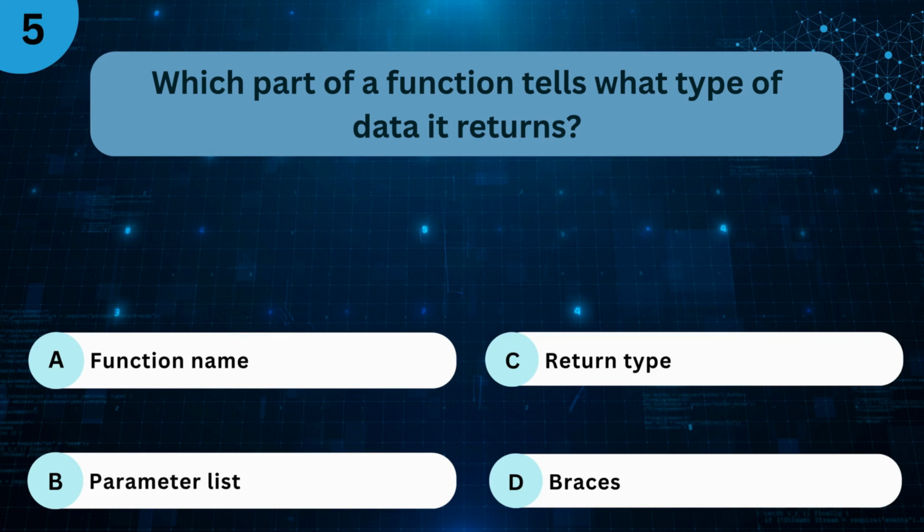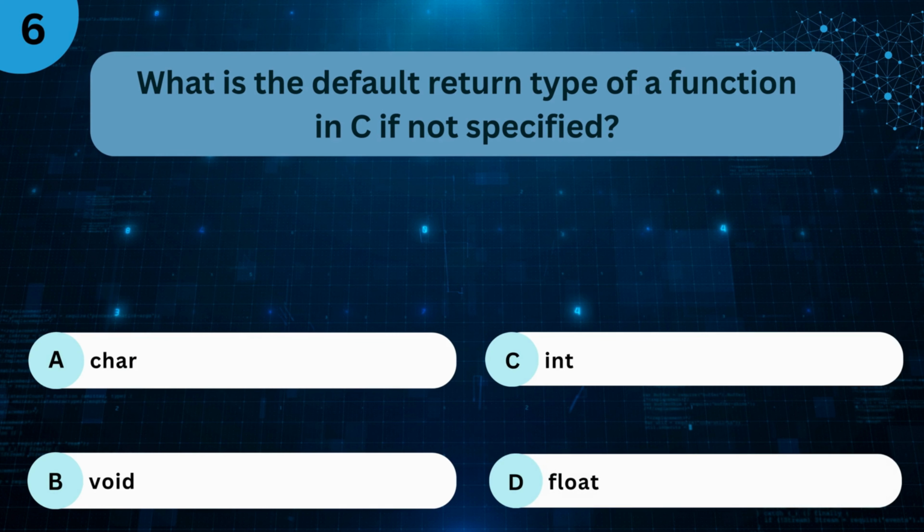A. Function name. B. Parameter list. C. Return type. D. Braces. The right answer is C. Return type. What is the default return type of a function in C if not specified?